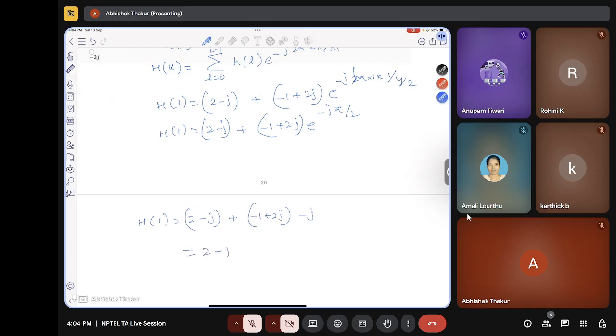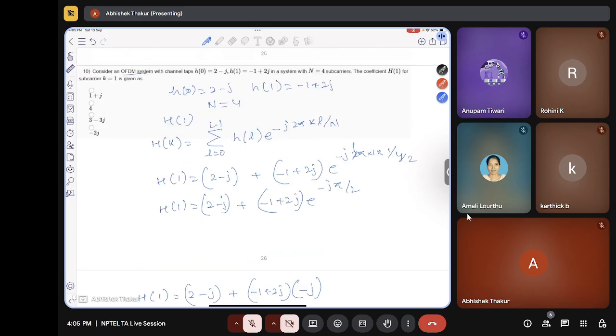So this will become 2 minus j, minus 1 into minus j to become plus j, minus 2j squared to become plus 2, to become 4. So the correct answer is option number B.